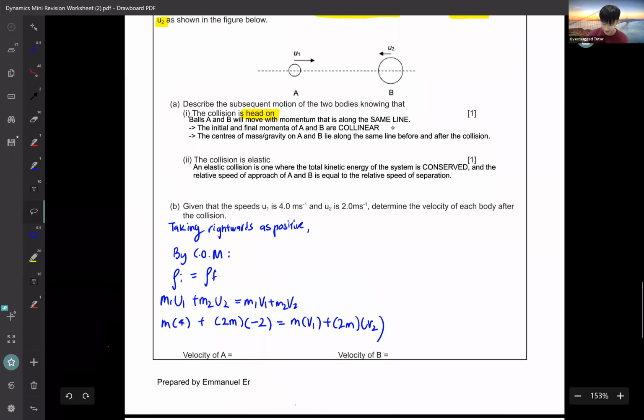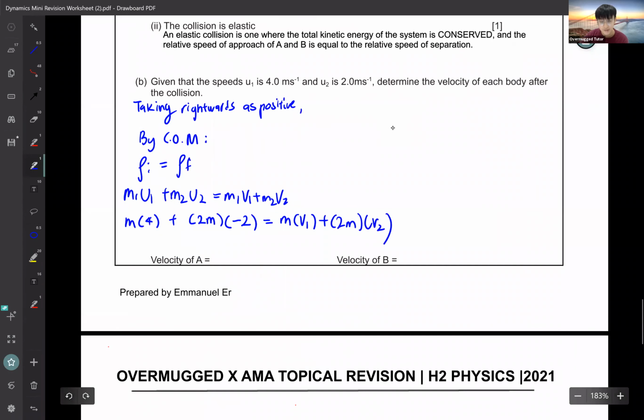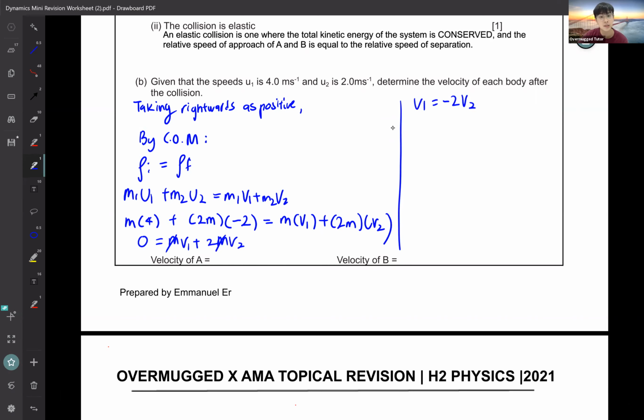Okay. And then finally, you'll realize that on the left hand side, it all cancels out, because 4M plus minus 4M. So this becomes 0. And this is MV1 plus 2MV2. That's it. Okay, and you can cross out the M. You divide by M on both sides. And one of the equations that you get at the start from here is V1 equals to minus 2V2. I'm just bringing the 2V2 to the left. That's it. Okay, and then now we do our second equation. Anyway, this is equation number 1 first.